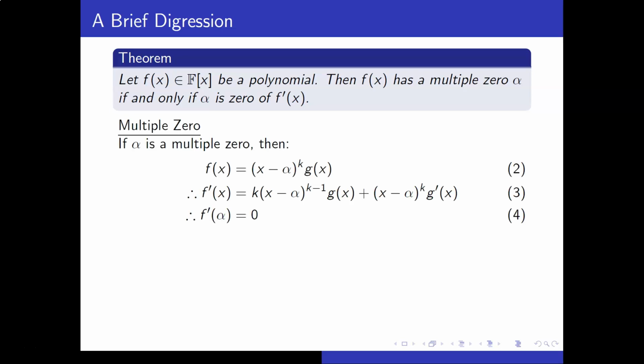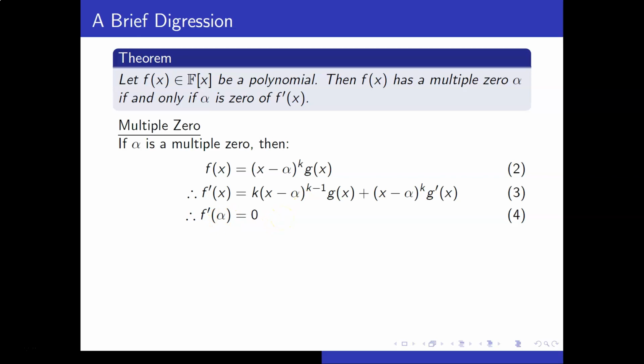To see this is just a matter of using our division algorithm and basically the product rule. If it's a multiple zero, then I can express f of x as x minus alpha to some power k, where k is at least 2, times some g of x. I take my derivative according to the product rule, and I've got a power of x minus alpha in both terms, because k was assumed to be at least 2. So when I plug in alpha, I get 0.